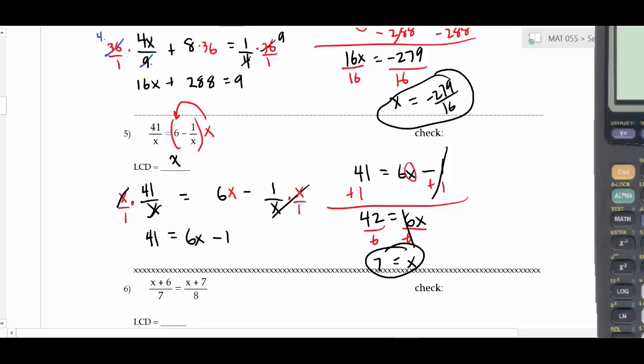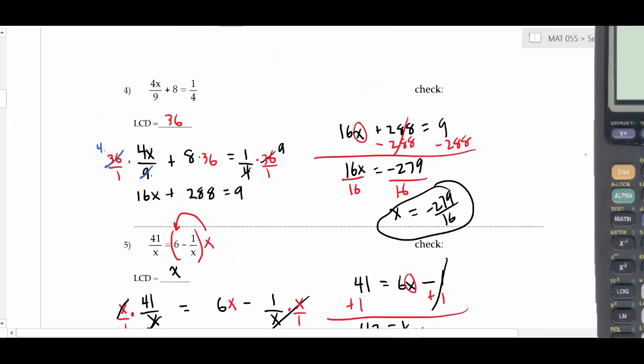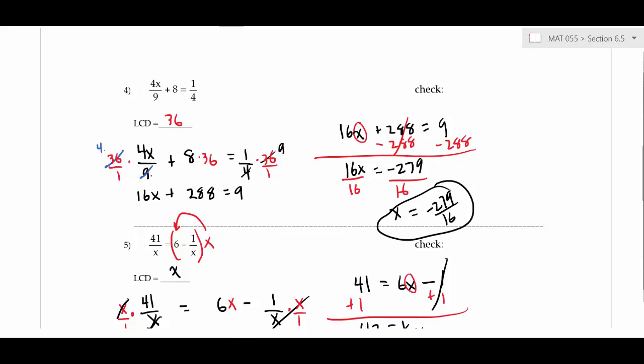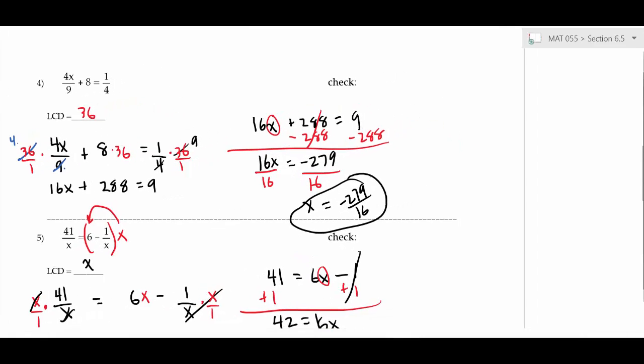Okay? Can we do the check on number 4? Yeah, I will, if you'd like me to. Sure, I will if you'd like me to. I'm not intimidated. Okay, let me show you how you would check this.